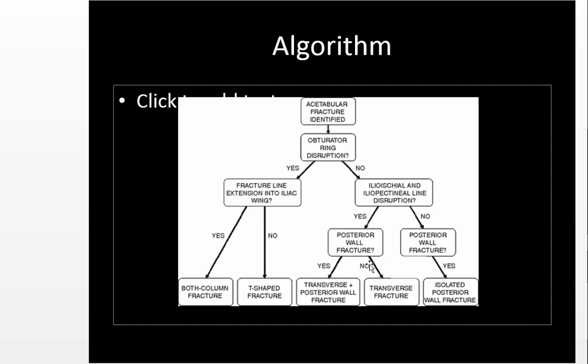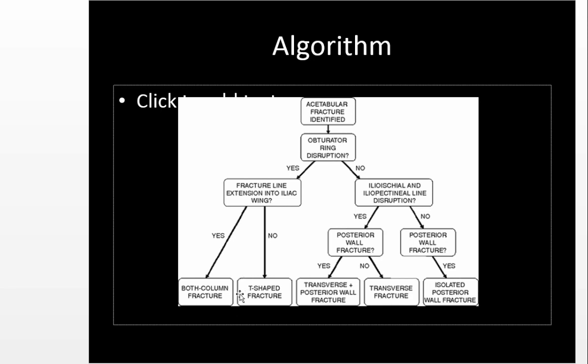If there's no obturator ring disruption, and no disruption of the anterior or posterior column, or of the ilioischial and iliopectineal lines, and there's simply a posterior wall fracture, the diagnosis will be an isolated posterior wall fracture. I want to pause a little bit and clarify a couple of entities, and explain again why the nomenclature is a little confusing here.